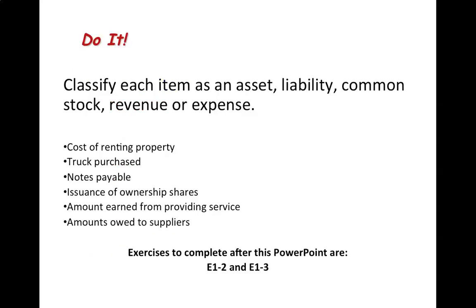Overall, a business has five classifications of accounts. They are assets, liabilities, common stock, revenue, or expenses. In this little activity, we're going to determine what classification of account each of these is. The cost of renting property. Renting property, we would say, is rent expense, so we would say that is an expense of the business.